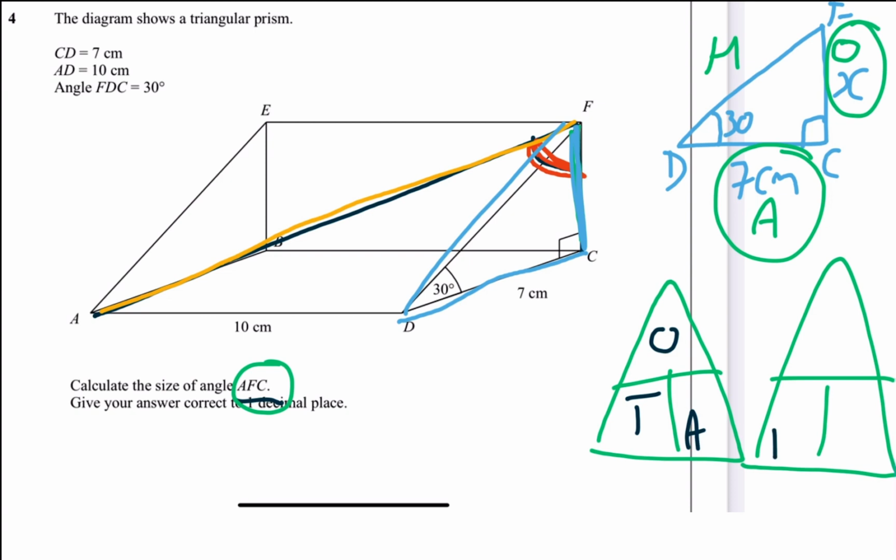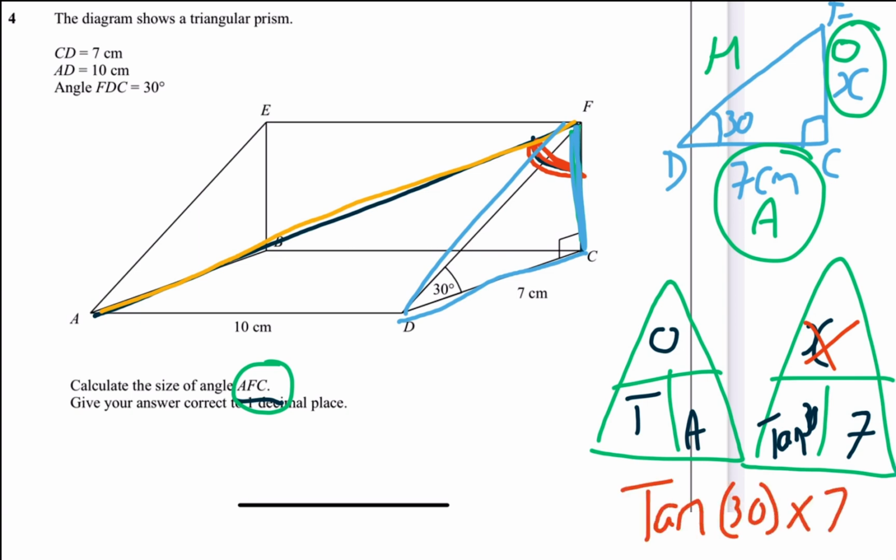This time we've got an angle in there, so it's tan of 30. The opposite at the top is X, and the adjacent is 7. So if I take my hand and cover X, it's then tan 30 times 7. This gives us a value of 4.04 centimeters.